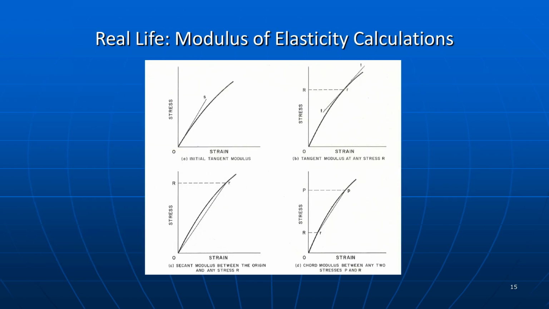There are 4 different ways of estimating the modulus of elasticity from physical measurements of a device. These methods are illustrated on this page. The 2 most common methods are 1, the initial tangential modulus method, which is shown in the upper left-hand corner of the supplied figure, and 2, the secant modulus method, which is shown in the lower left-hand corner of the supplied figure.